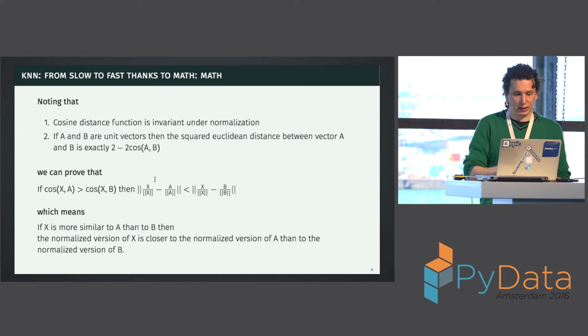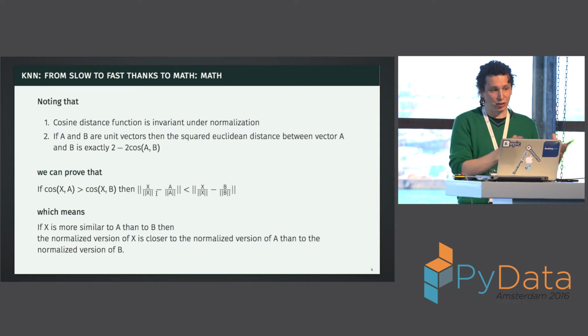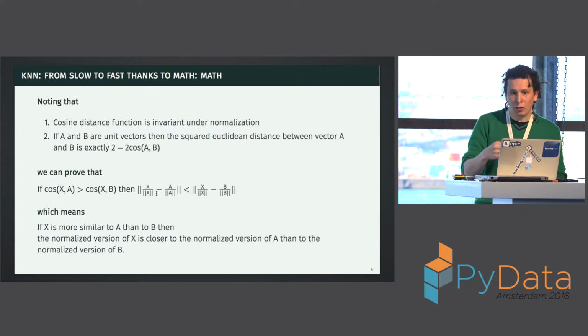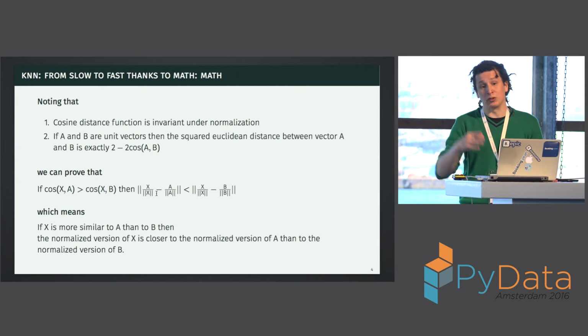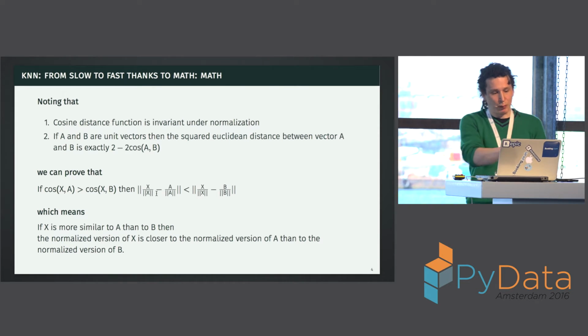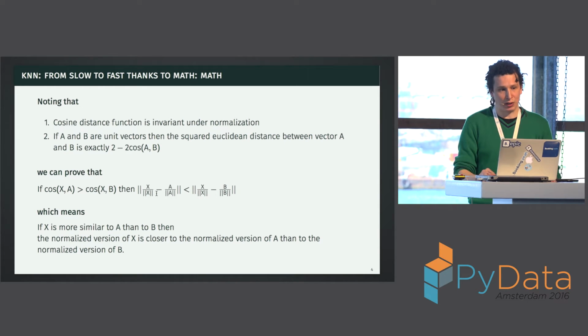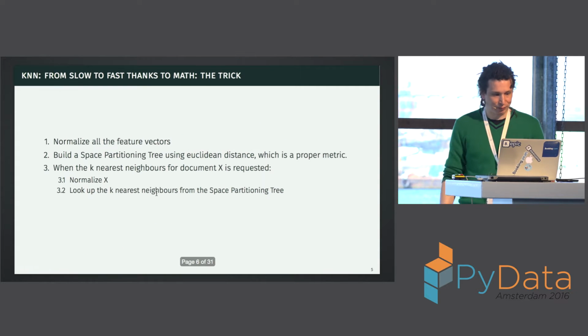And that's exactly what the third line says: if x is closer to A, is more similar to A than to B in the cosine space, then the normalized version of x will be closer to the normalized version of A than to the normalized version of B. I know this is a little bit of a tongue twister, but bear with me. So the idea of the trick is to exploit this lemma to actually end up using a space partitioning tree. So here's the trick.